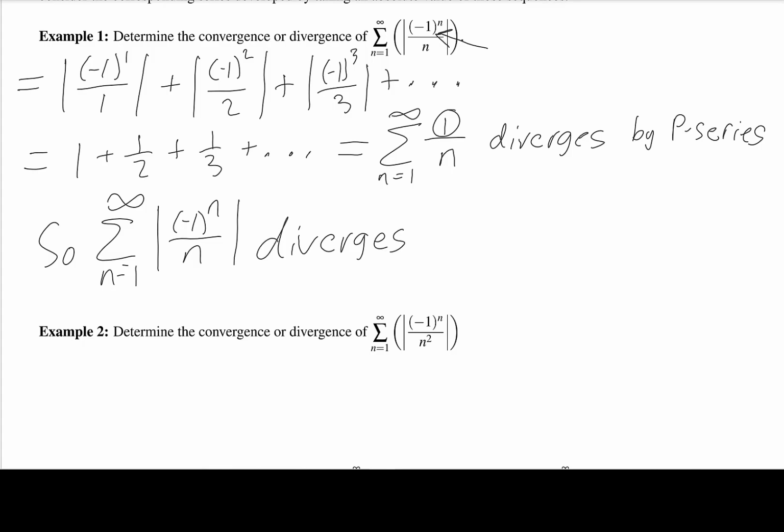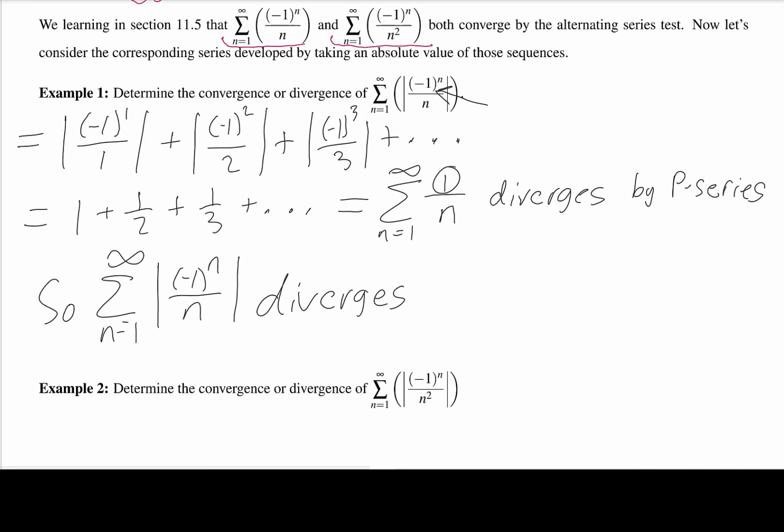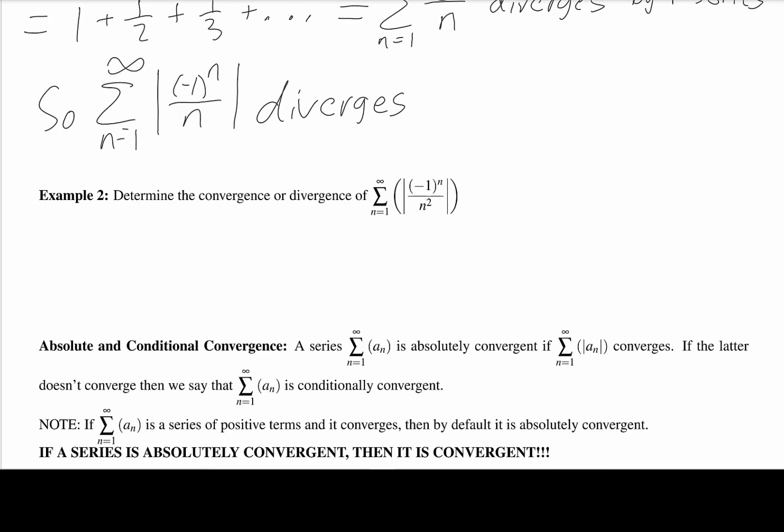So I took this series without the absolute value, and we know that this thing converges. We showed that in 11.5. However, when I take the absolute value, now it diverges. So let's see if that happens in example 2. Well, in example 2, when we take the absolute value, this is going to become the sum from n equals 1 to infinity of, remember, this negative 1 to the n is just going to become positive 1 when we take the absolute value, and then n squared will stay as n squared. We know that this converges by our p-series.